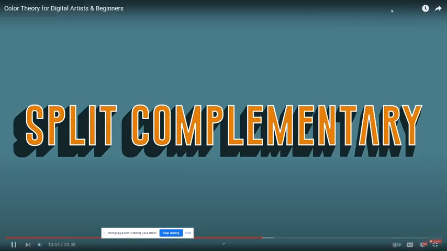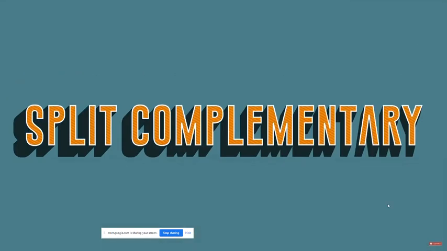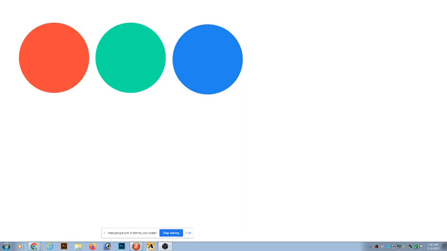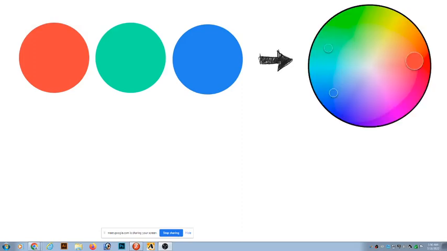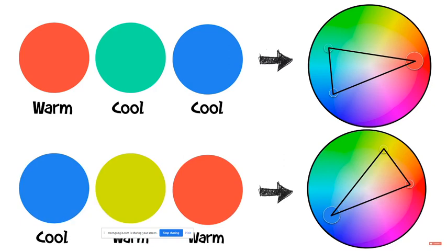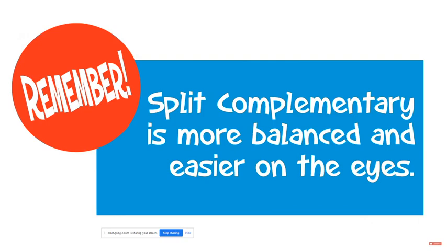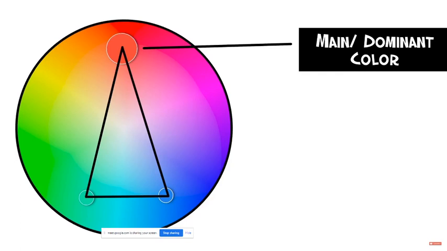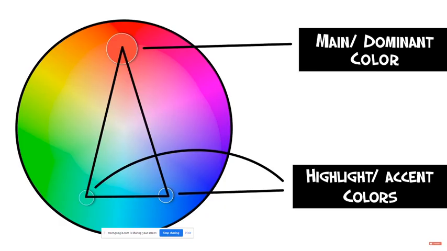Similar to this is split complementary. Split complementary schemes use a base color and then two secondary colors placed symmetrically on the color wheel. In split complementary, the three selected colors form a narrow triangle. What this does is give you one warm color and two cool colors, or vice versa, one cool and two warm colors. Unlike complementary, split complementary schemes are more balanced and easier on the eyes. Usually you want the color at the top of the triangle to be the main color. The two secondary colors work as highlights and accent colors.